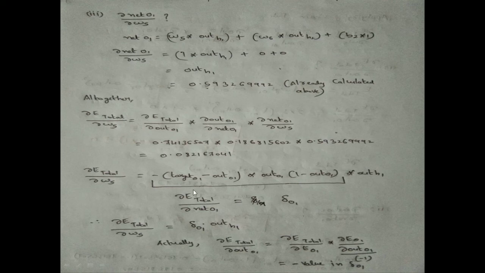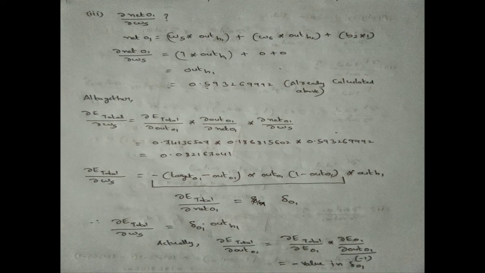So for simplification, we can replace these two terms with delta o1. These two terms can now be written as follows: ∂E_total/∂net input of output neuron 1 is equal to delta output neuron 1. So finally, what will be this value? The change in the total error energy with respect to the change in weight W5 is equal to this value we have substituted with delta o1 into the output value of the hidden neuron H1.